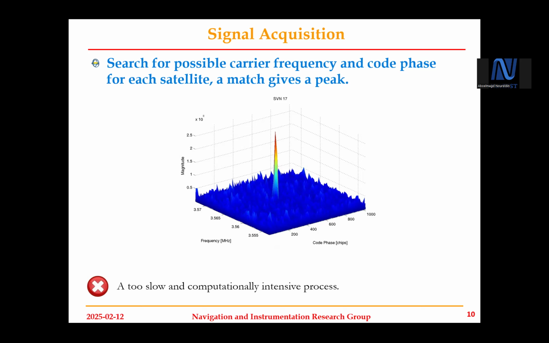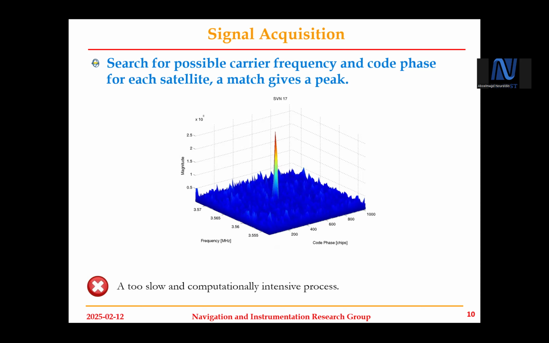The delay will represent the range. I can measure the range. I can measure exactly the transit time when I can track this delay on the signal. I need the frequency so I can demodulate the signal correctly.